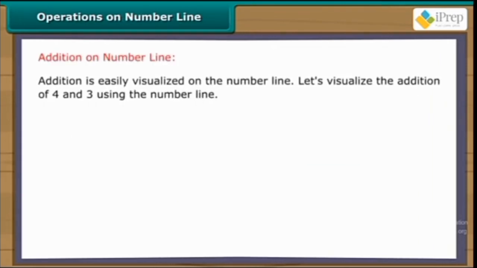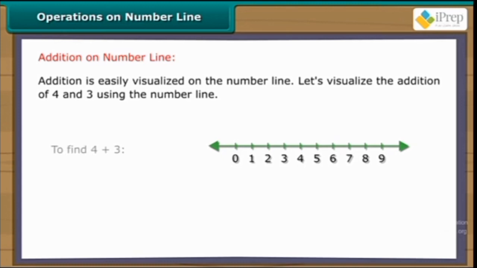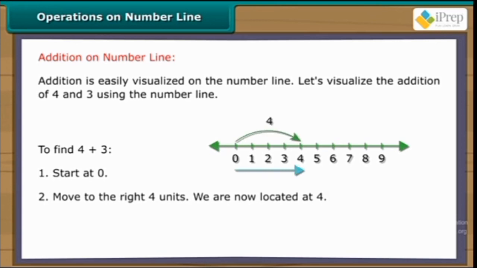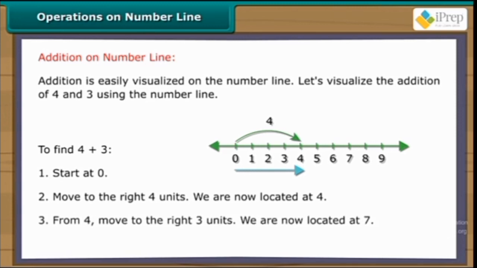Addition is easily visualized on the number line. Let's visualize the addition of 4 and 3 using the number line. To find 4 plus 3: 1, start at 0. 2, move to the right 4 units. We are now located at 4. 3, from 4, move to the right 3 units. We are now located at 7. Thus, 4 plus 3 is equal to 7.